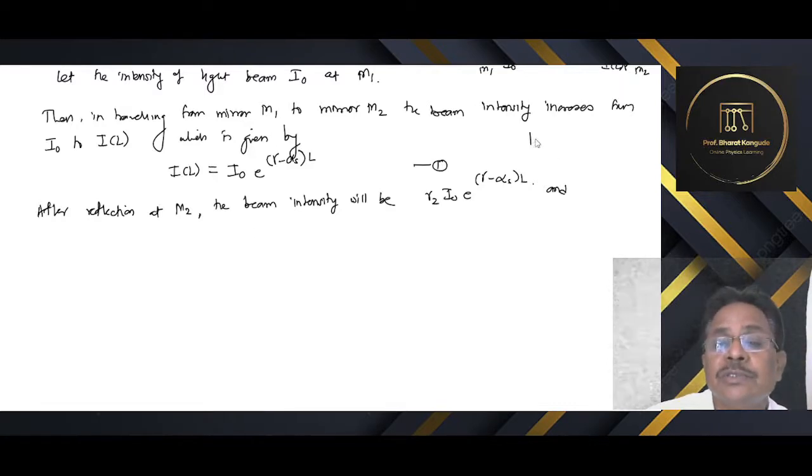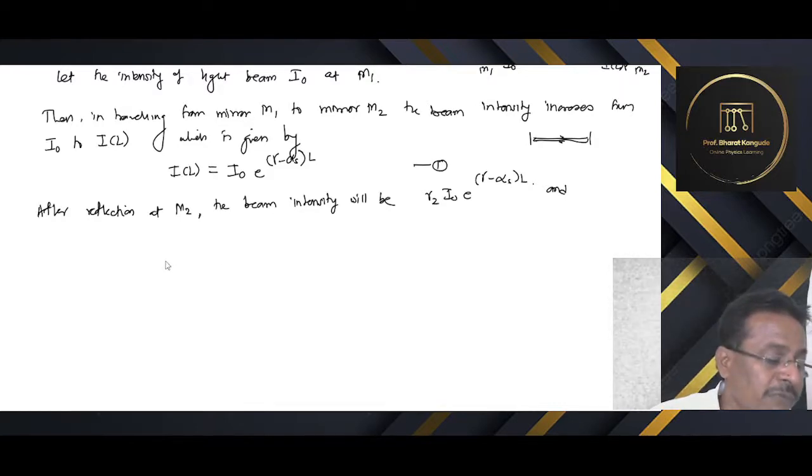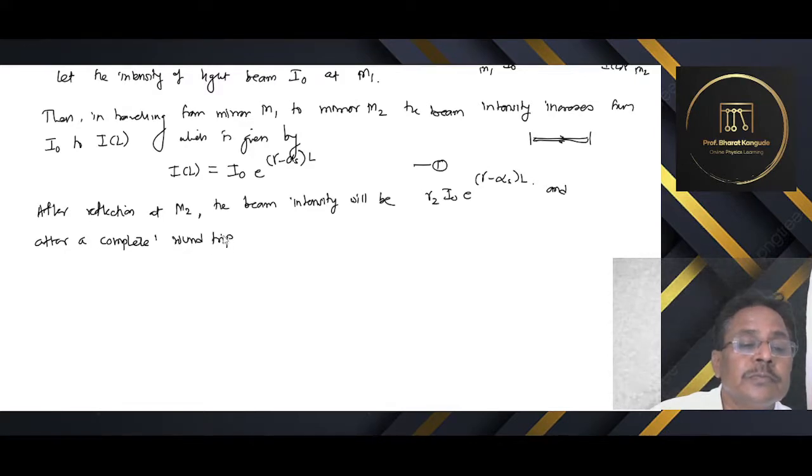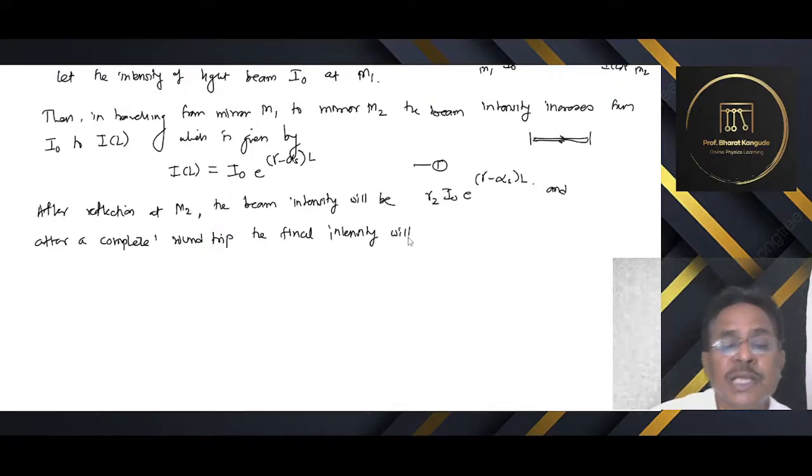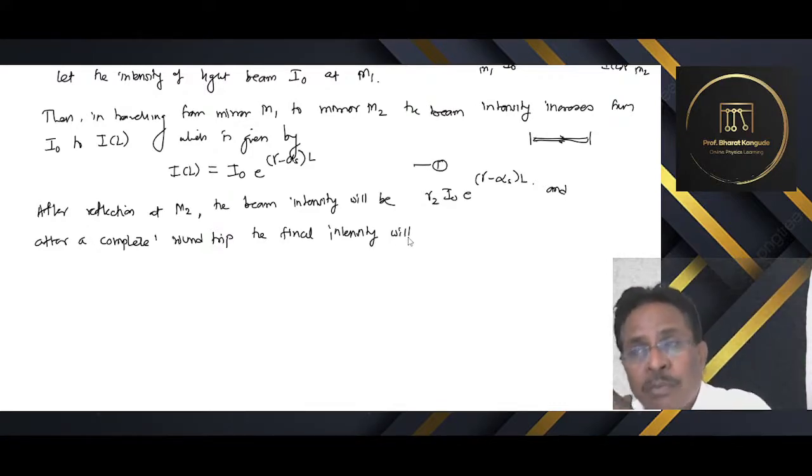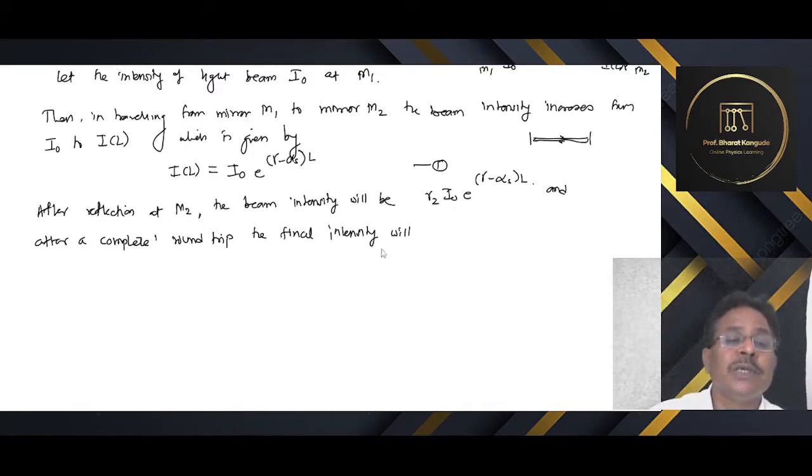And this is a complete round trip. It starts from mirror M1, reaches mirror M2, and again comes back to mirror M1. So this is what is called a round trip. After a complete round trip, the final intensity will be, that means this radiation has to travel from mirror M1 to M2 and from M2 to M1 again, so that completes a round trip.